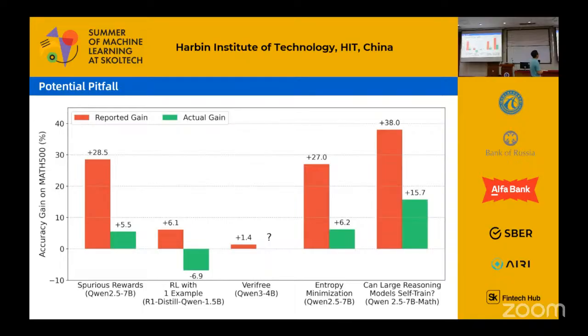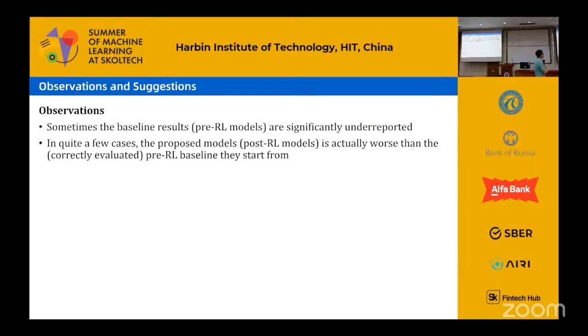So that's why there are some observations and suggestions. Sometimes the baseline methods, that means without RL methods, are significantly underreported. This may also be related to the ethical issue in research. For example, if you want to highlight that your algorithm is very good, you may underreport baseline methods. And you also find that for some proposed methods, after their proposed post-RL training, their performance is actually still worse than the baseline methods.